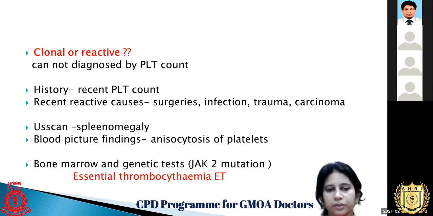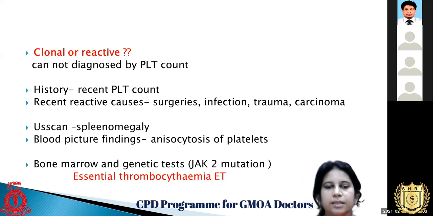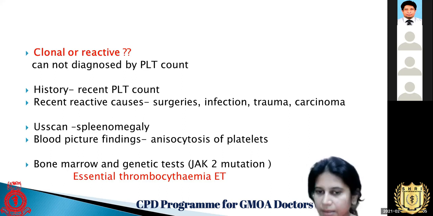This patient had splenomegaly and blood picture findings of anisocytosis, and these two features are more in favor of a clonal disorder. To confirm, you have to do bone marrow and genetic tests. JAK2 may be positive. So this lady's diagnosis was ET, essential thrombocythemia, from time to time obstructing the retinal arteries.